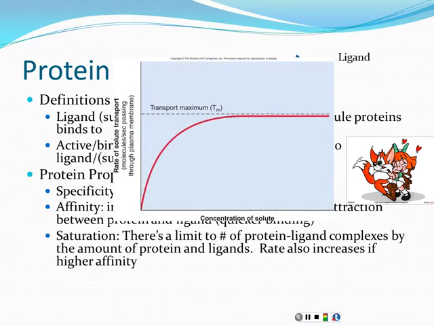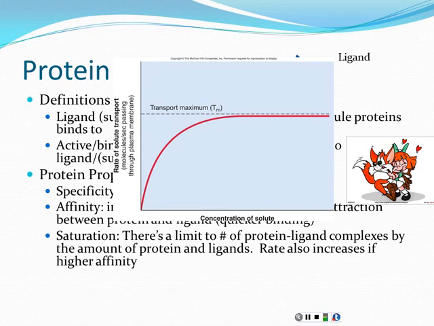Saturation. And this is very similar to that carrying capacity kind of graph that we saw, right? So here is the number of protein and ligand interactions. As you can see, there's a point in time where there's a maximum amount of protein and ligand interaction. So no matter how many ligands we end up putting into this system here, there will not be any more reaction between the two.